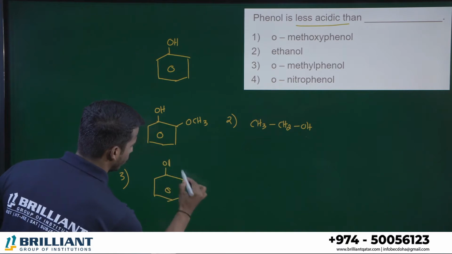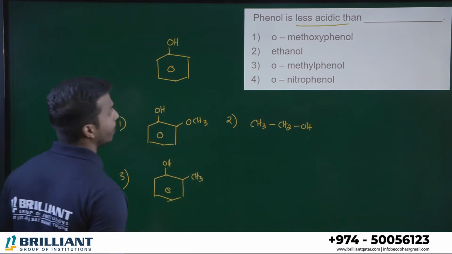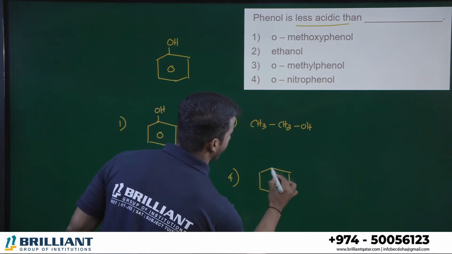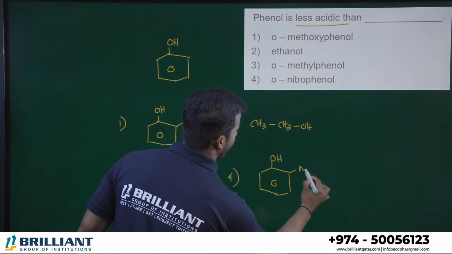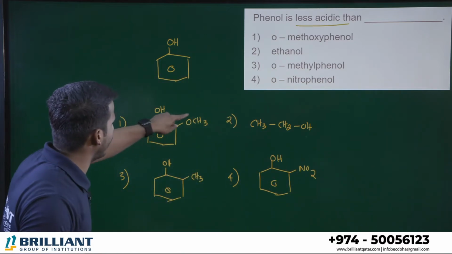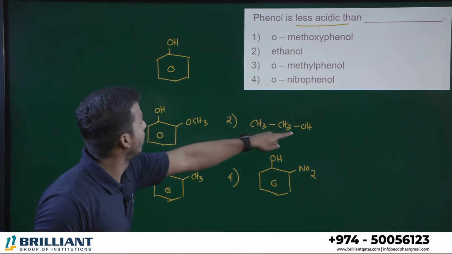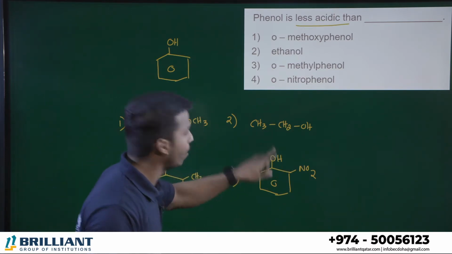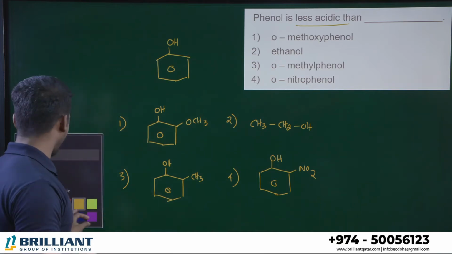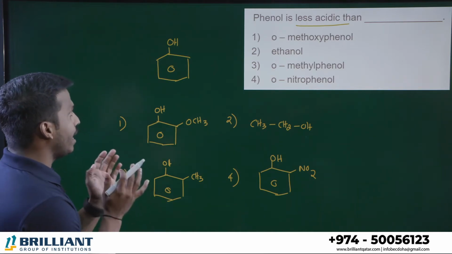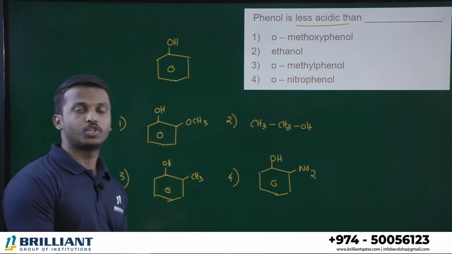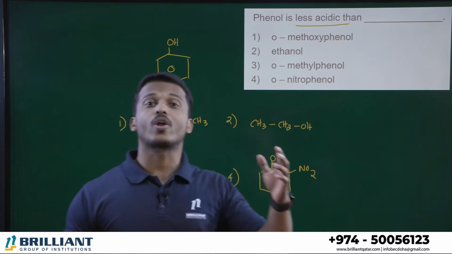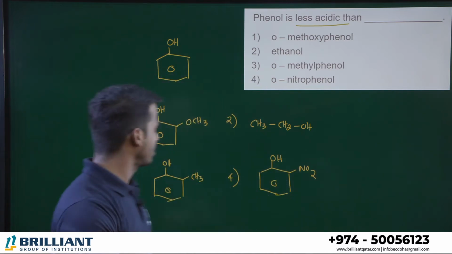The third compound is ortho-methylphenol, and the fourth compound is ortho-nitrophenol. So: ortho-methoxyphenol, ethanol, ortho-methylphenol, and ortho-nitrophenol. What is the question? Phenol is less acidic than, which means we have to identify in these four options which is the more acidic compound. That's the question, right? Let's find out.